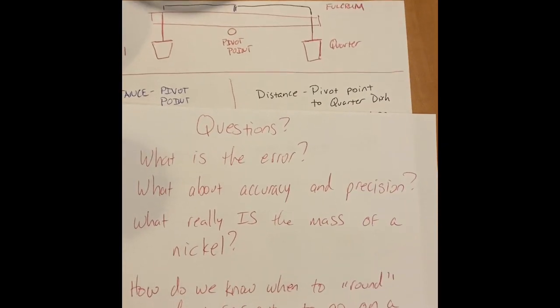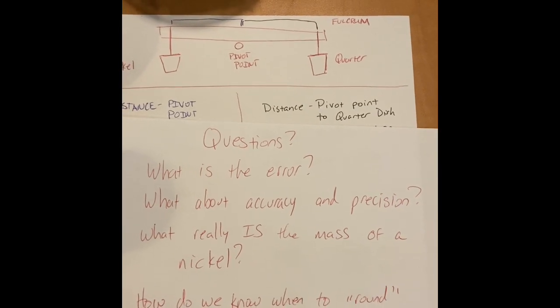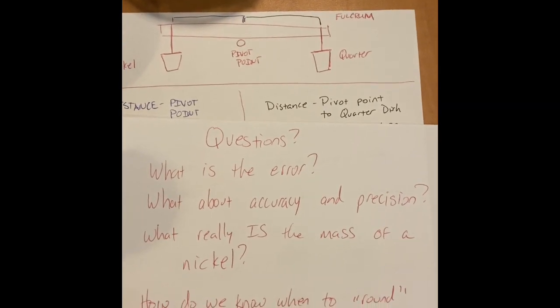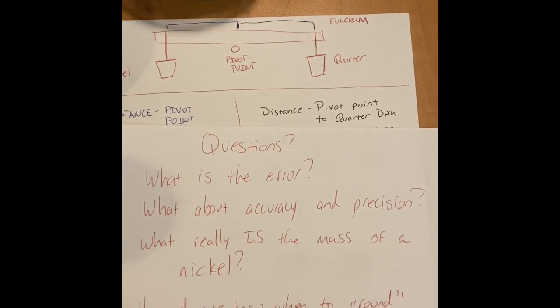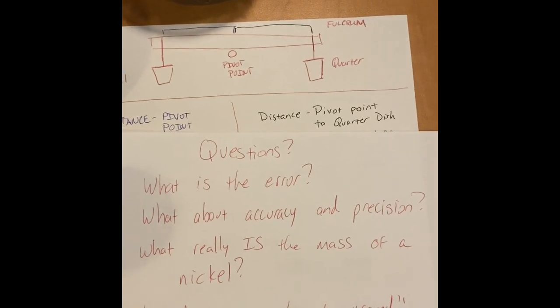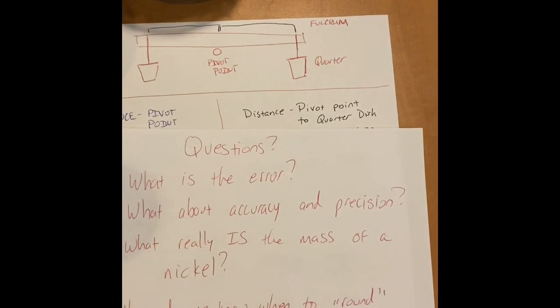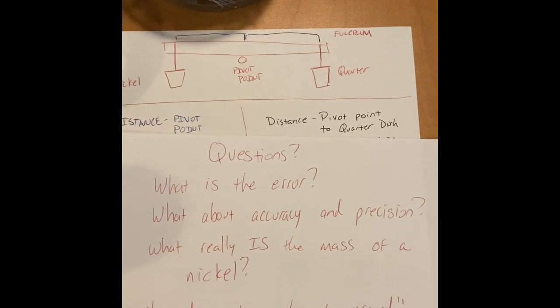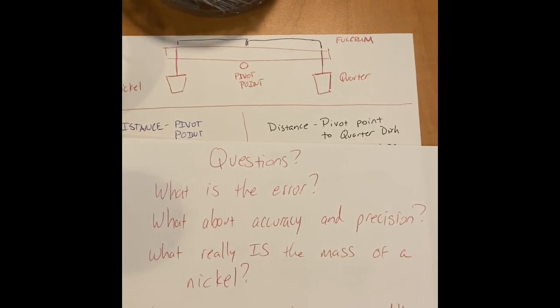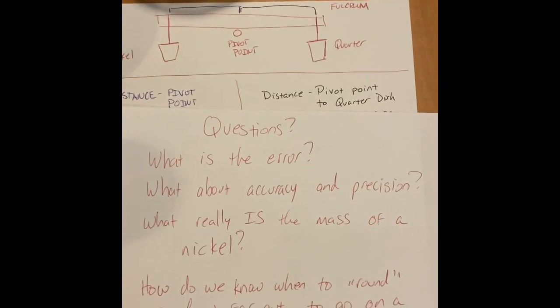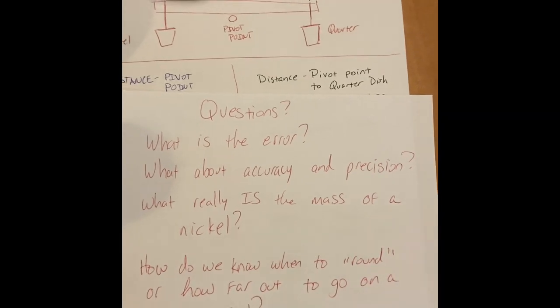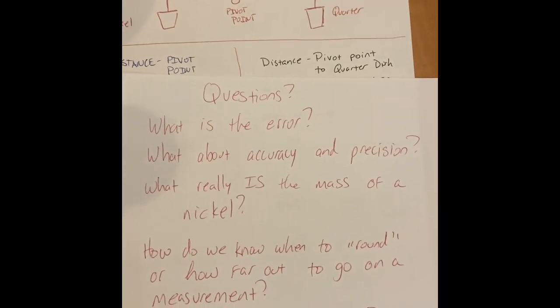How does accuracy and precision play into this? And what exactly is accuracy and precision? What is the mass of a nickel? Because again, new nickels are 5 grams, but after being in your pockets for however many years, maybe they might not be exactly 5 grams. With these measurements, how far out do we go? How do we know when to round?